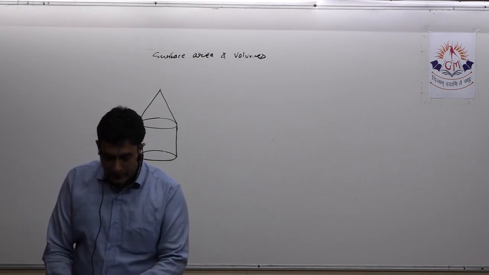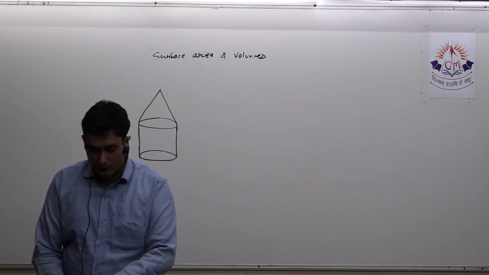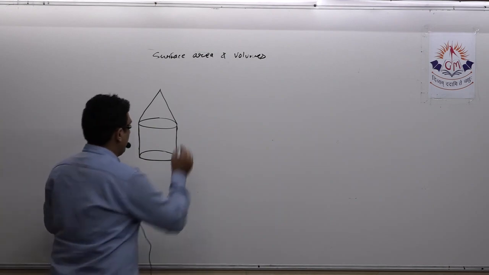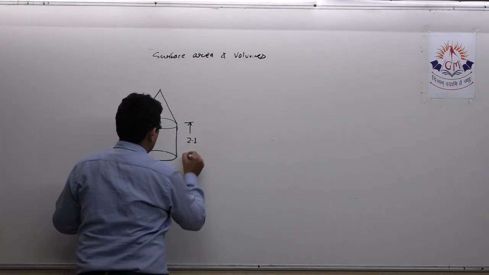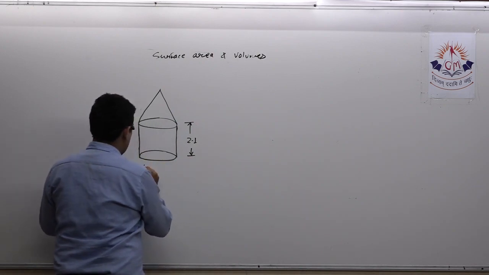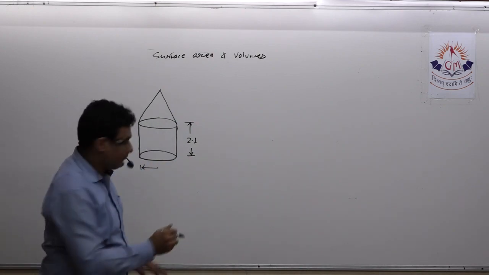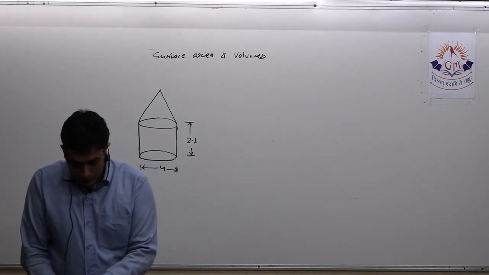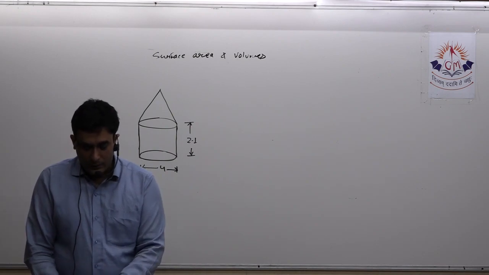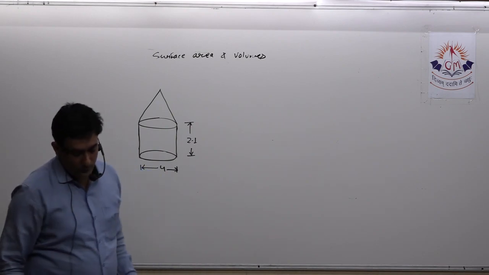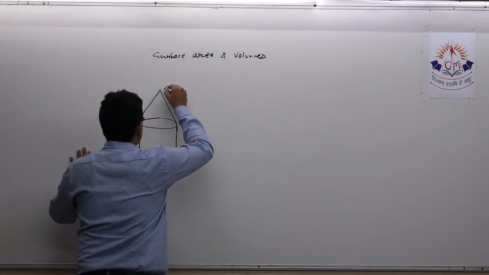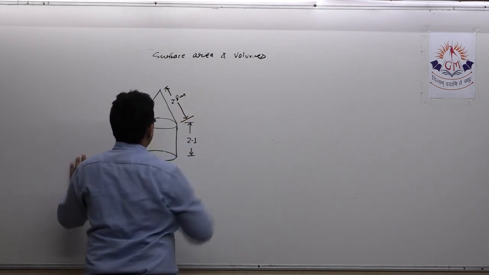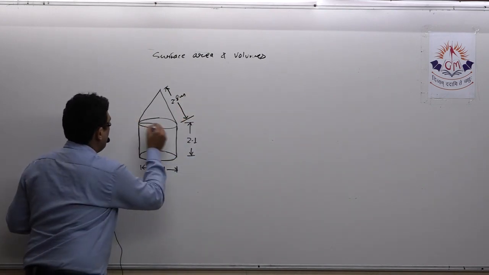If the height and the diameter of the cylindrical part are 2.1 and 4, that means height is 2.1 of the cylindrical part and diameter is 4. Okay, for the cylindrical part we have the diameter as well. And the slant height of the top, definitely they are talking about this slant height, is 2.8 meters. For the cone, slant height is given.